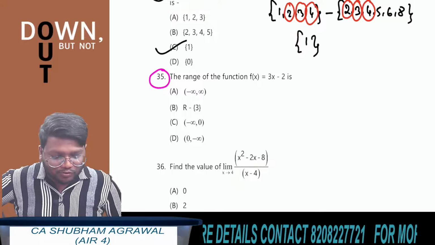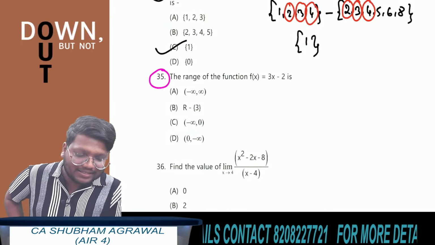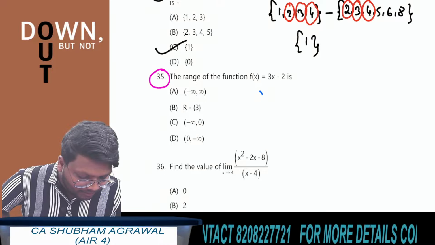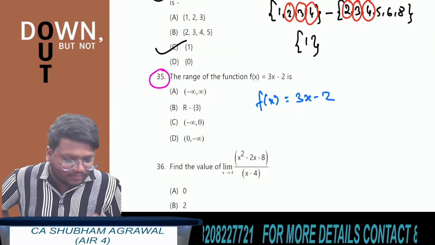Okay, solve now this question number 35. The range of the function f of x equals 3x minus 2 is. This question is also very simple. The function which they have given is f of x equals 3x minus 2.